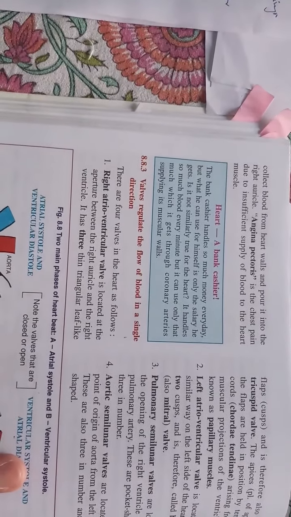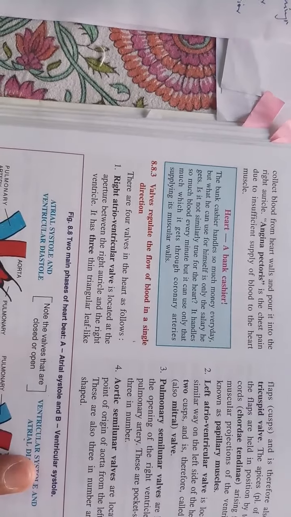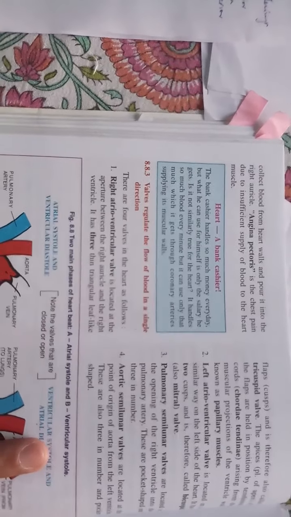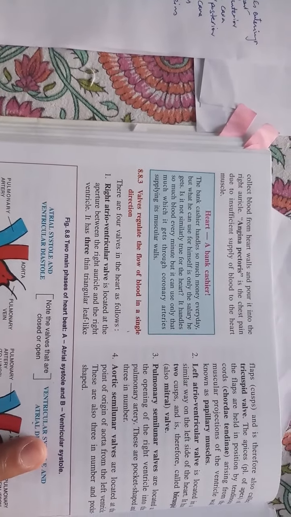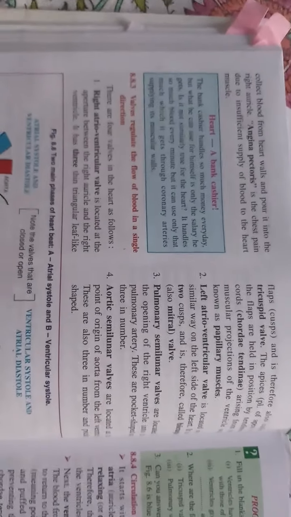The cardiac veins collect blood from the heart walls and pour it into the right auricle. And angina pectoris is the chest pain due to the insufficient supply of blood to the heart muscles. When blood is not reaching the heart muscles, then we get this pain. We call it angina pectoris, right?